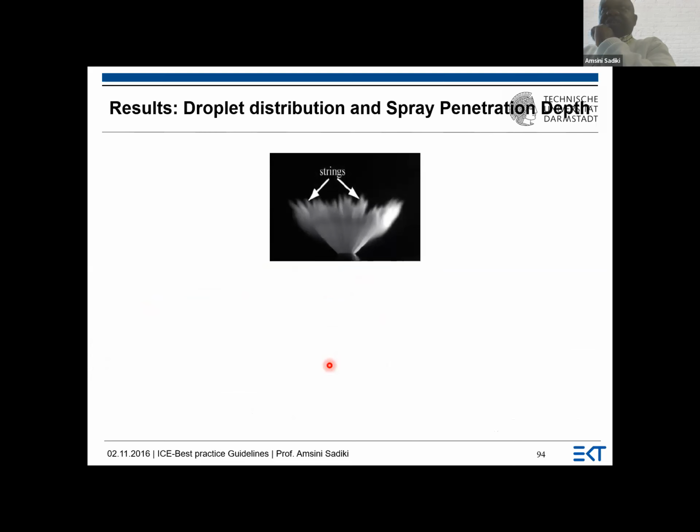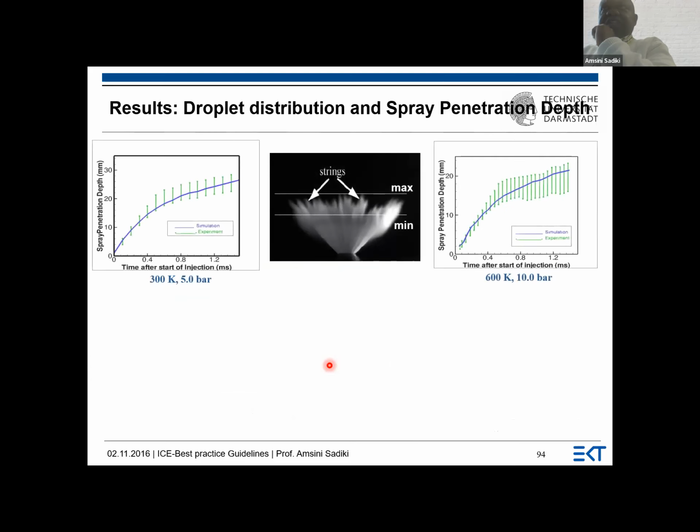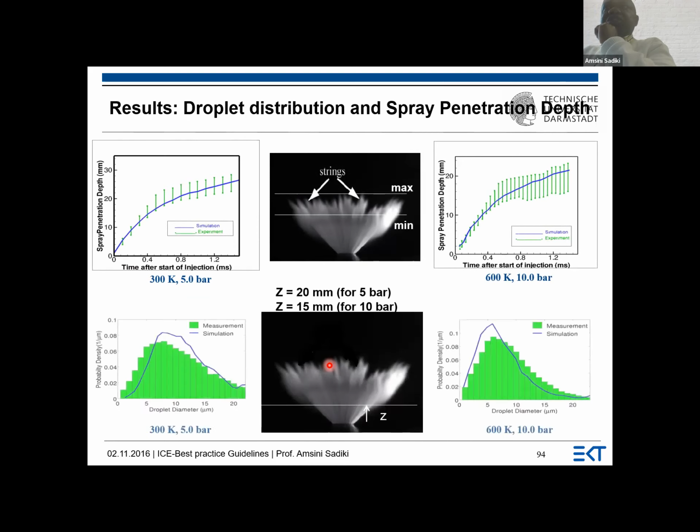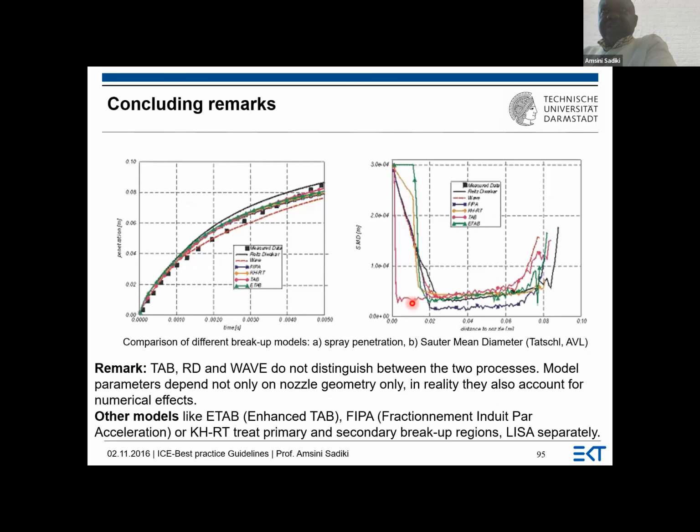And for that, we obtain exactly what the experiment has shown at two different positions and at two different pressures. We obtain the correct probability function of the droplet distribution in this case, at 10 bar, and we also obtain the correct spray penetration depth corresponding to the experiment, as we have shown here and published.